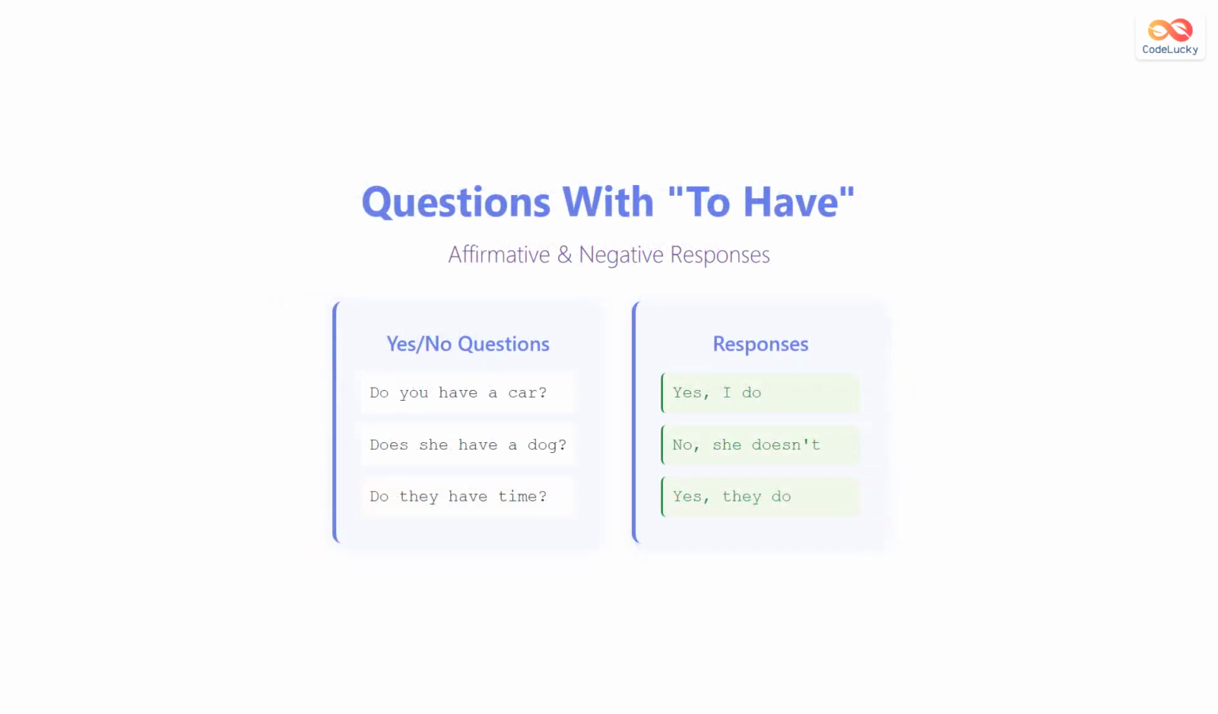To ask questions with the verb to have, we reverse the order and put the helping verb first. Do you have a car? Does she have a dog? Do they have time? When answering yes or no questions, we give short answers. If the answer is yes, we say yes, I do. Yes, she does. Yes, they do. If the answer is no, we say no, I do not. No, she does not. No, they do not. Remember to use does for he, she, and it, and do for all other subjects.